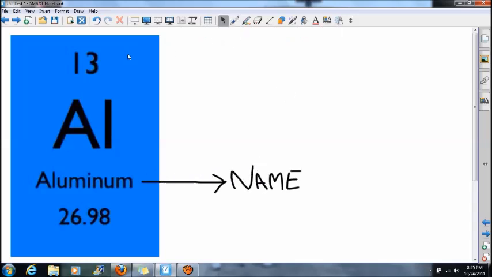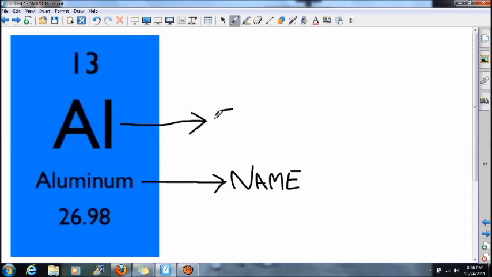I'd like you to go ahead and draw this really quick. Make it rather large. Don't make it small, because we're going to add quite a bit of stuff over here. So go ahead on your notes and make yourself a big box. Put a 13 at the top, a capital A, lowercase l. Write the word aluminum and put 26.98 at the bottom. The other most basic thing you'll see on the periodic table is right here.